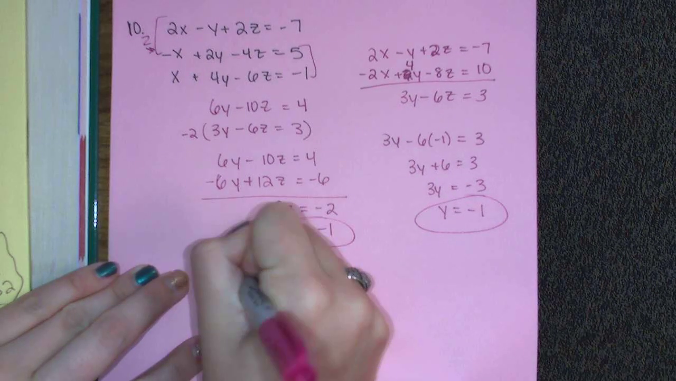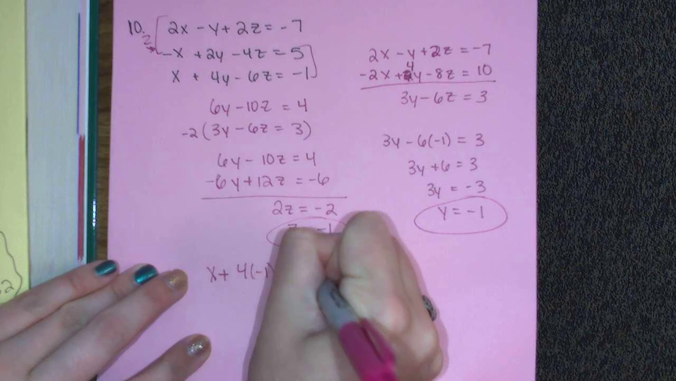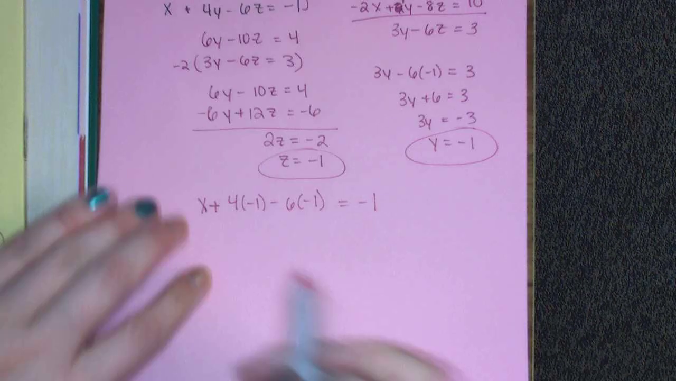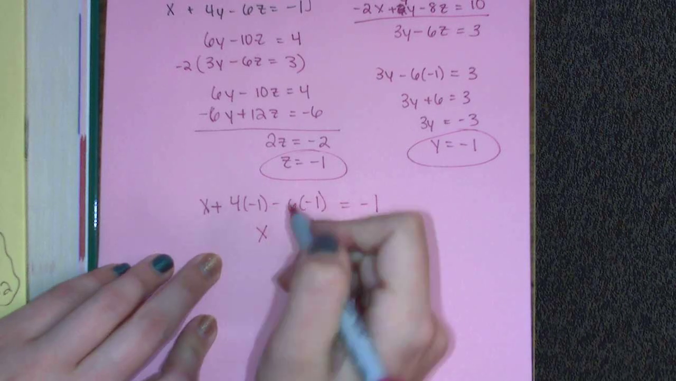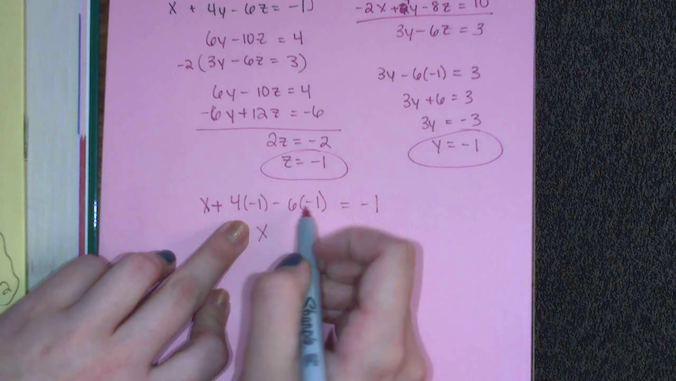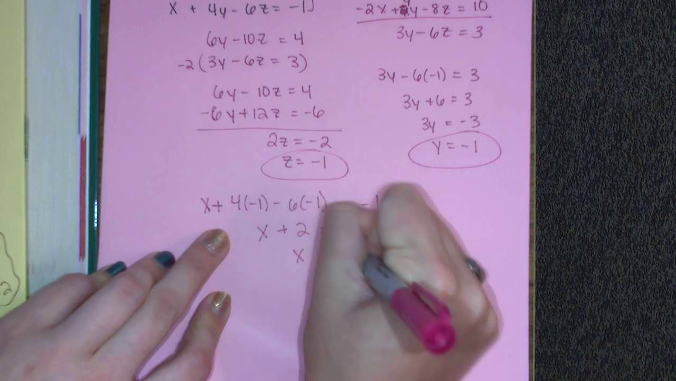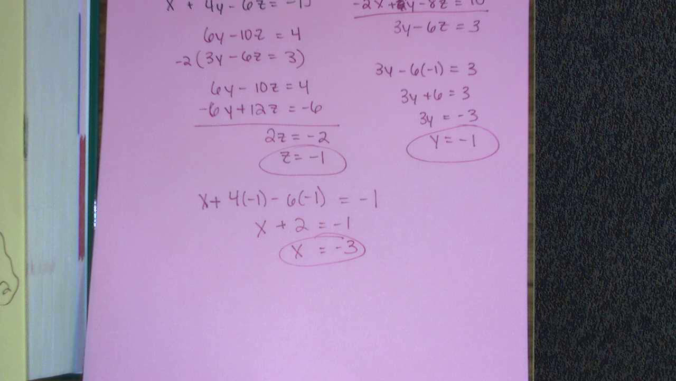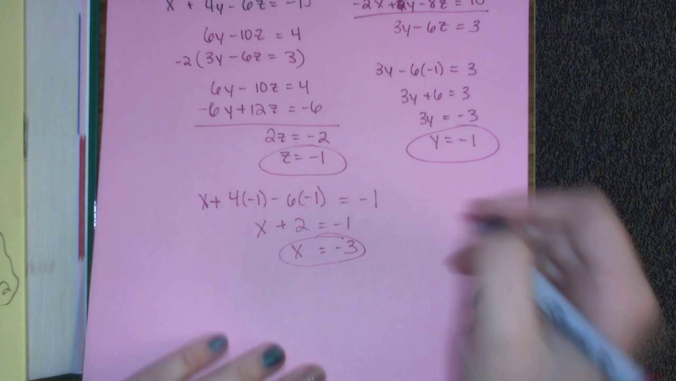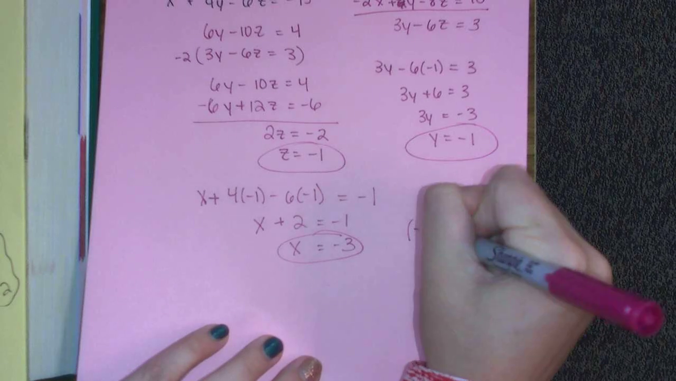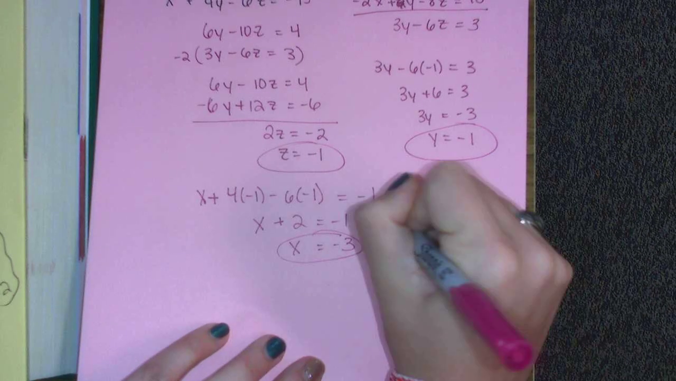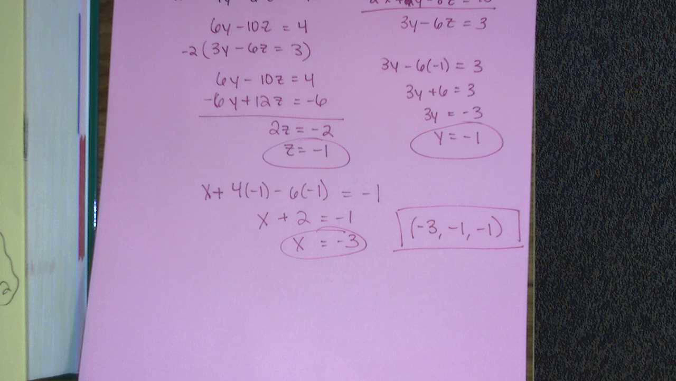Okay, so x plus 4 times negative 1 minus 6 times negative 1 is equal to negative 1. So this is x, let's see, negative 4 plus 6 is plus 2, is equal to negative 1. So x is equal to negative 3. Okay, so those are the 3 pieces. Now I need to write my ordered triple as x, y, z. Your answer is not complete and correct until you have it written as an ordered triple. So negative 3, negative 1, negative 1, and that is the solution.